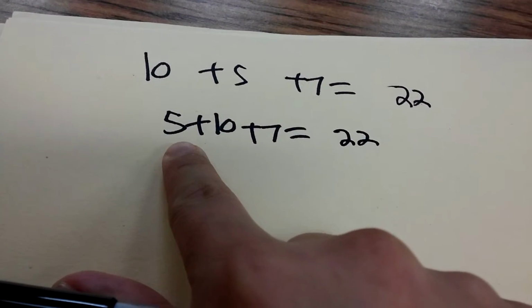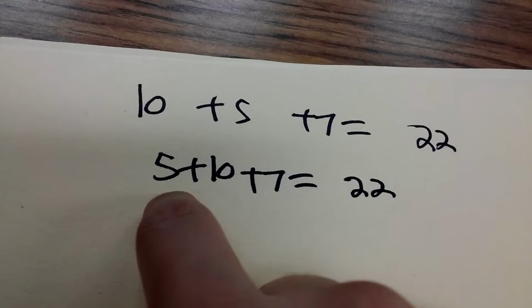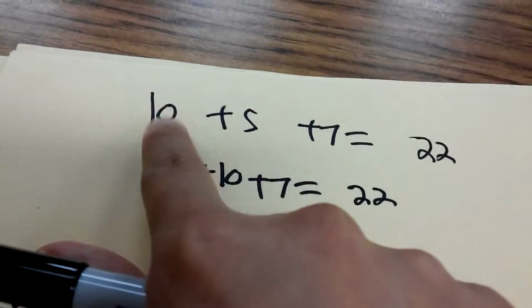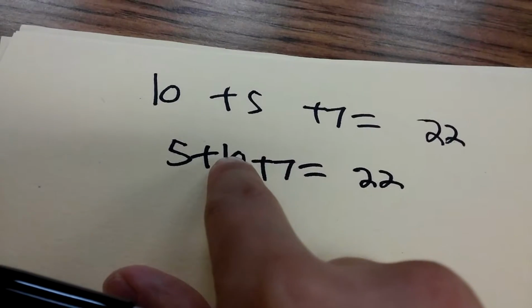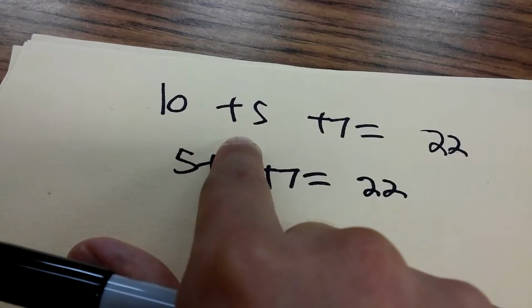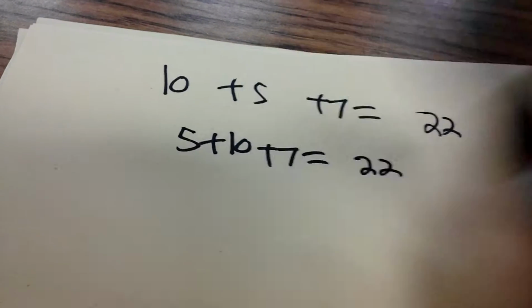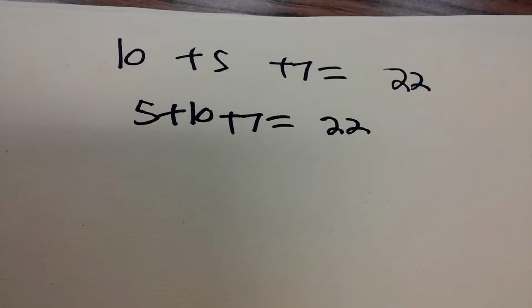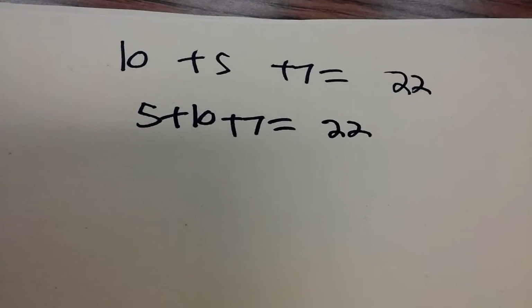Because look, aren't the numbers the same? Don't I have a 5 here and a 5 here? Don't I still have a 7? Don't I still have a 10? So 5 plus 10 plus 7 equals 22. 10 plus 5 plus 7 also equals 22. Once again, in the commutative property, it doesn't matter which way you add up the numbers, all the answers are going to be the same.